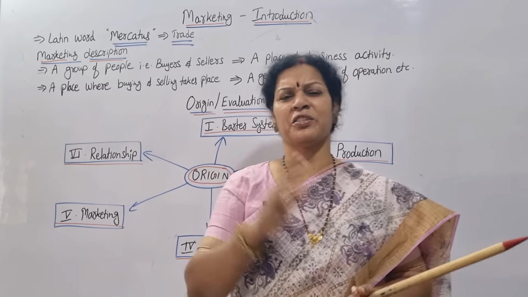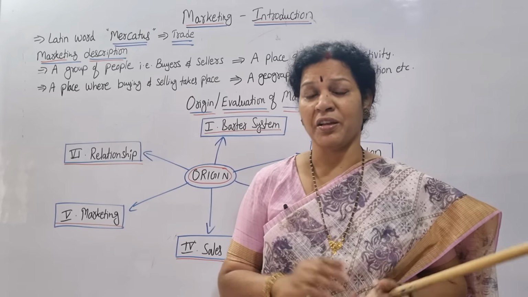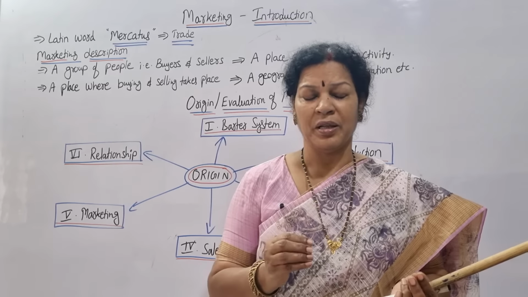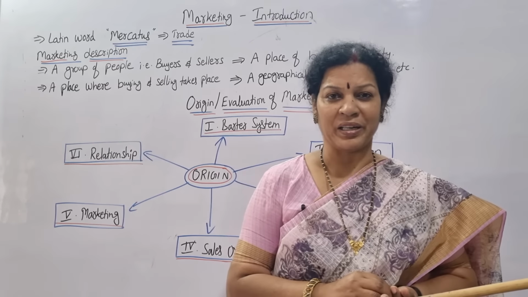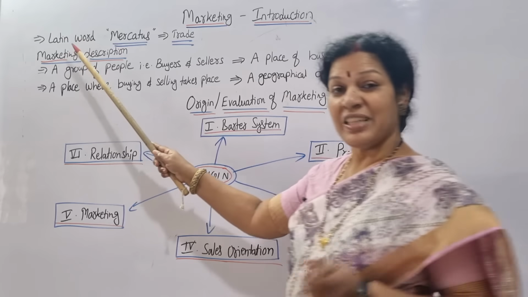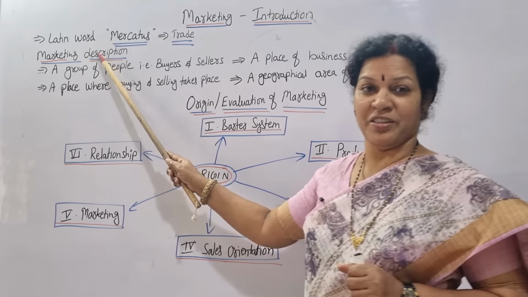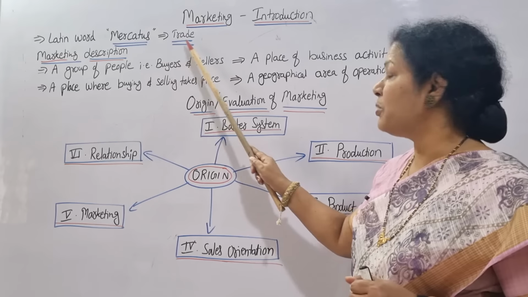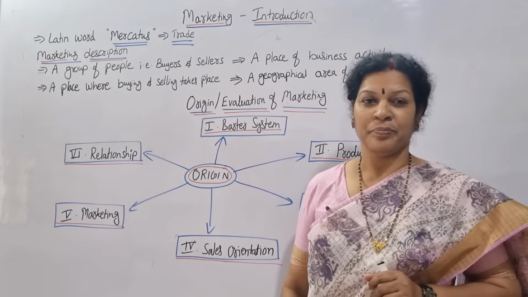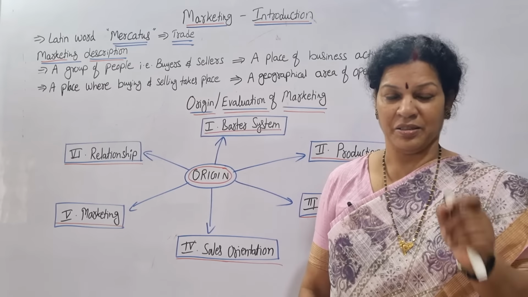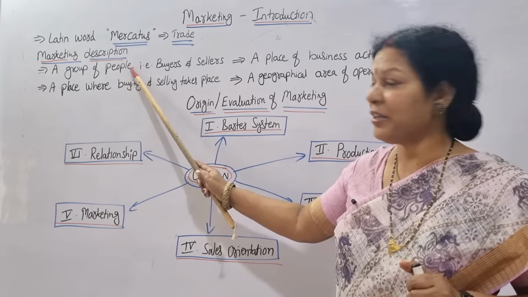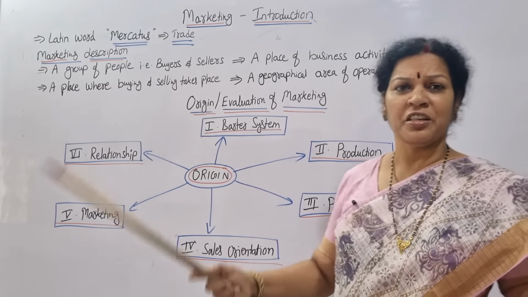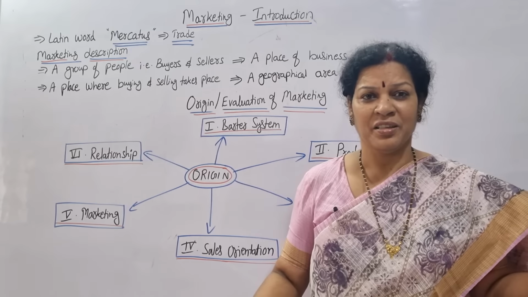In marketing, various steps are there, various concepts are there. We are going to discuss in depth. By the way, how did we get this word marketing? It has come from the Latin word mercatus, which means trade. Marketing has evolved from the Latin word mercatus. It means trade. Trade means nothing but business, isn't it?